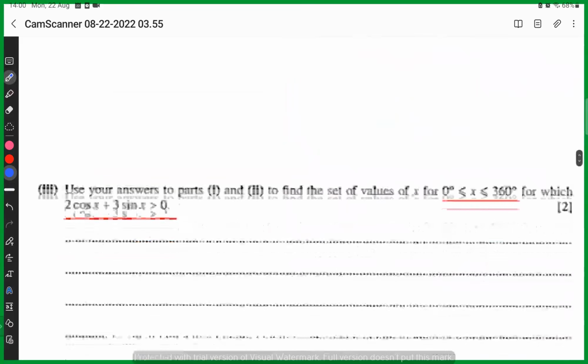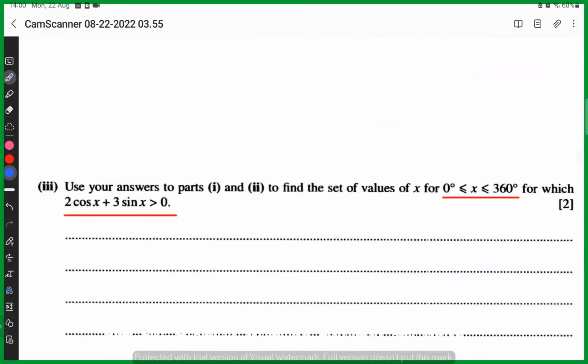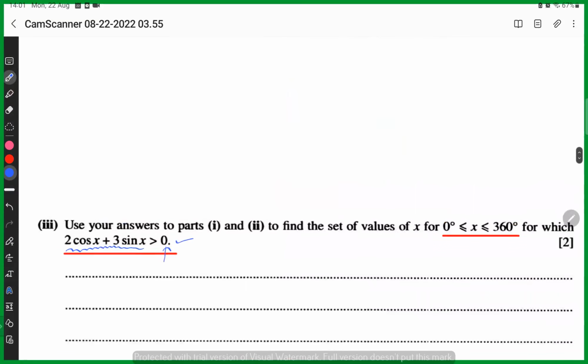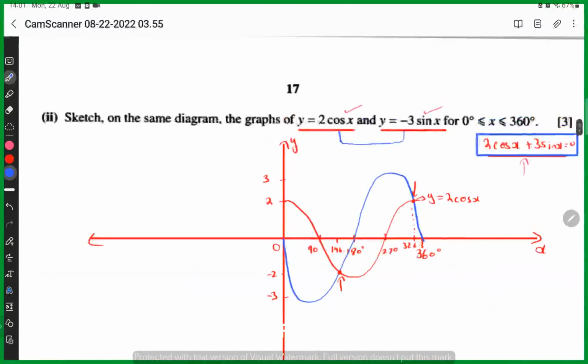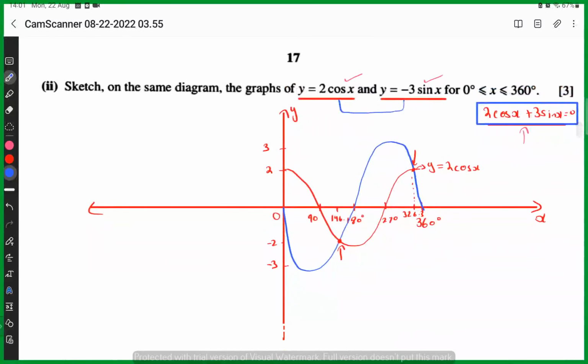The question was: use your answers to part I and find the set of values of x, for which x is between 0 and 360 degrees, for which this inequality is satisfied. This part is basically greater than 0, right? This thing is greater than 0. Okay. So these are the 2 points that I got.